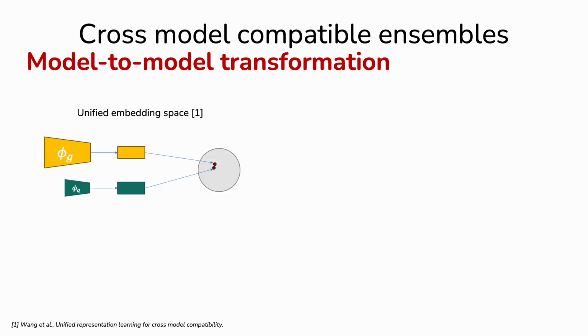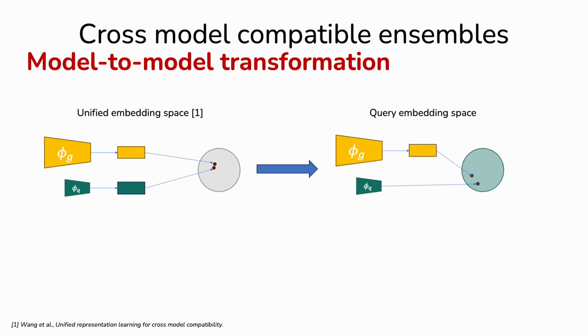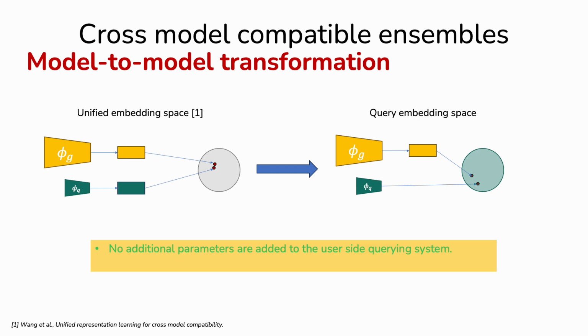We first suggest to modify the unified embedding space scheme. Instead of transforming both embedding spaces into a single space, we transform the gallery model space into the one of the query model. This provides the following benefits. There are no additional parameters added for querying, and more importantly, this allows to transform multiple gallery models embedding spaces into the embedding space of the query model.